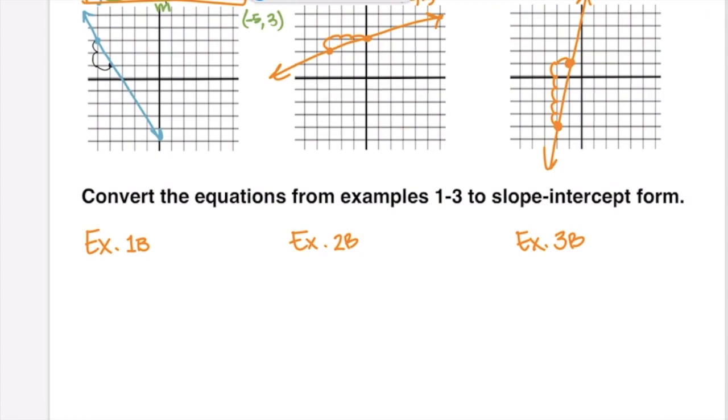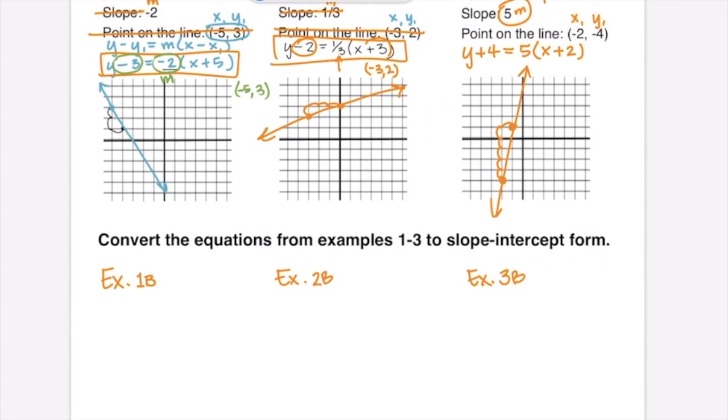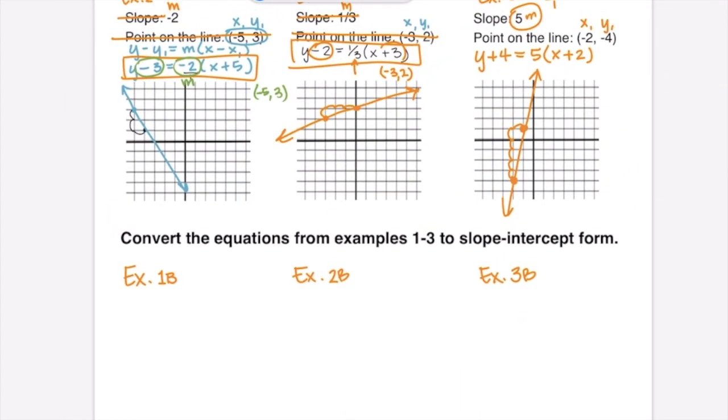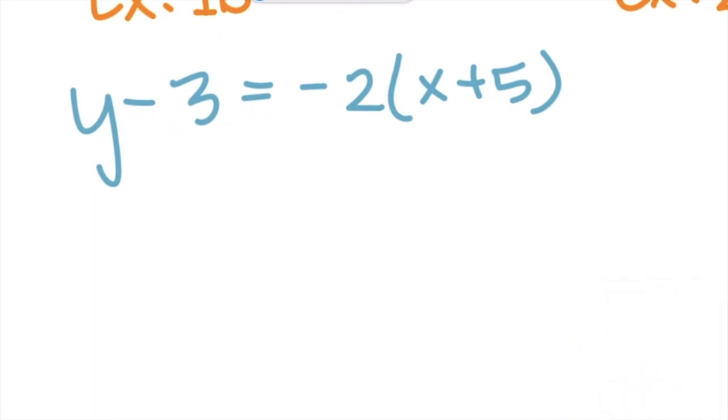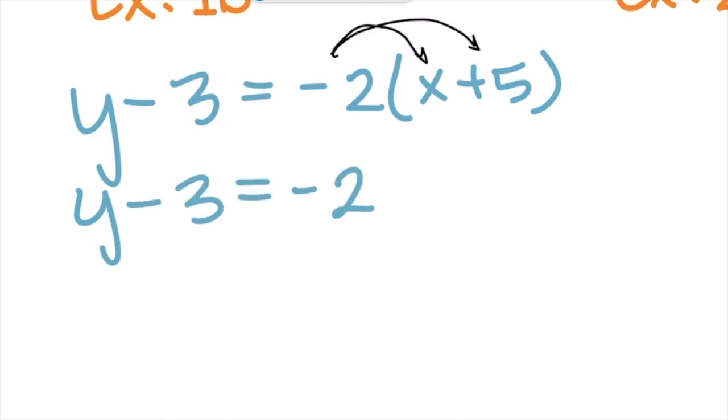So for example, and I call these example 1b, 2b, and 3b. So for example 1b, we're going to start with the equation that we wrote, y minus 3 is equal to negative 2 times x plus 5. So here's what we're going to do: simplify like we did in the beginning of the year. So we're going to look for combining like terms and we're going to distribute. Here we have a number that we can distribute. So after we distribute that, we have y minus 3 is equal to negative 2x minus 10.